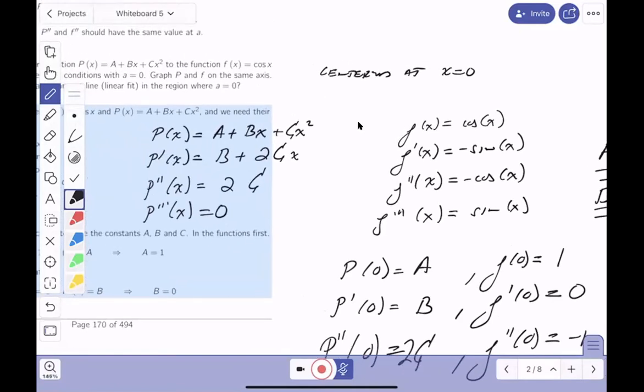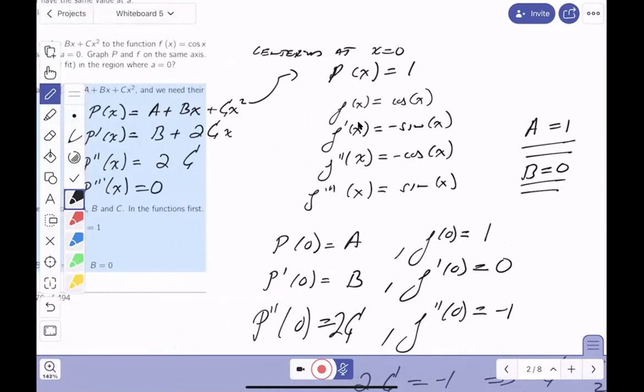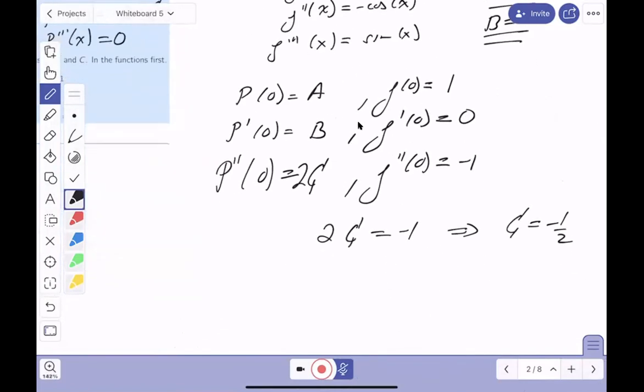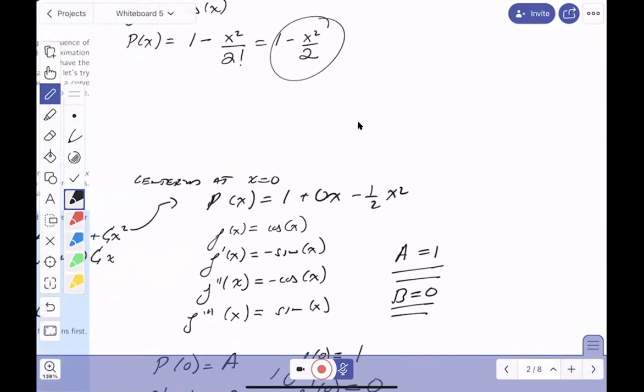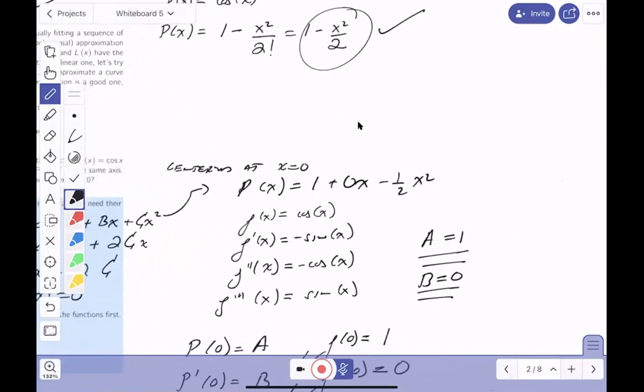Let's write that down. So let's write it over here. What's P of X? Well, I found A to be 1, right? Remember what we did. A is 1. B was 0. I'll put down 0x. And then C turned out to be minus 1/2. Let me write that down. Minus 1/2 x squared, right? Is that what we said it was going to be? It sure is. What do we get? 1 minus 1/2 of x squared. Worked out beautifully.